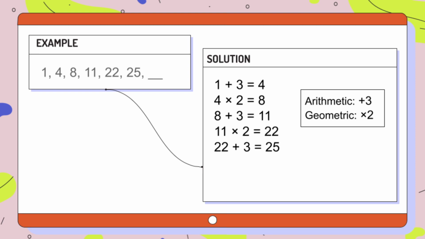In the arithmetic series, notice that the common difference is 3, while in the geometric, we have the common ratio of 2, where the first number 1 added by 3 is equal to 4. The second number 4 multiplied by 2 is 8. The third number 8 added by 3 is equal to 11. The fourth number 11 multiplied by 2 is 22. The fifth number 22 added by 3 is 25. Lastly, the sixth number 25 multiplied by 2 gives us the next number of the sequence, which is 50.